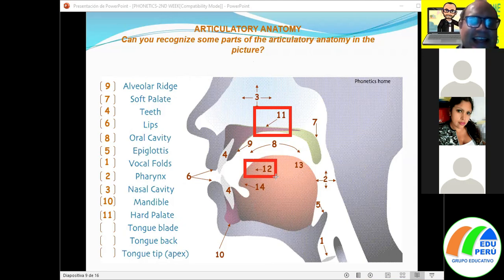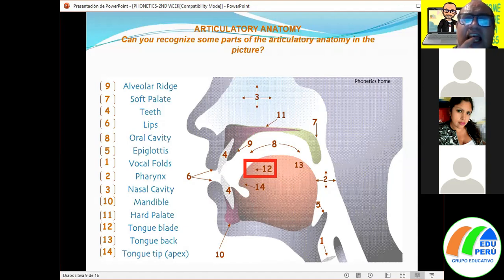Tongue blade. Exactly. The tongue blade. That's right. This is the front part of the tongue, no? The tongue blade. Number 13. Tongue back. Exactly. Tongue back. And finally, 14. Tongue tip. This is the tip of the tongue, not apex, the tongue tip. Notice that the tongue is a very important articulator. You are going to use the tongue a lot to produce the vowels and the consonant sounds. This organ is called an active articulator.